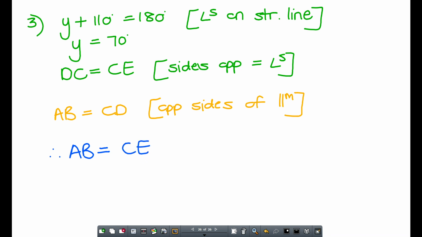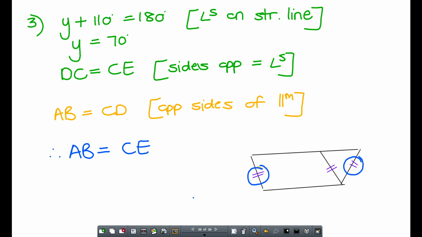Do you guys get it? Just to quickly show you again. We found out that that one and this one were the same, right? And because it's a parallelogram, that side and this side are the same. So that's why I could say this one will be the same as that one.